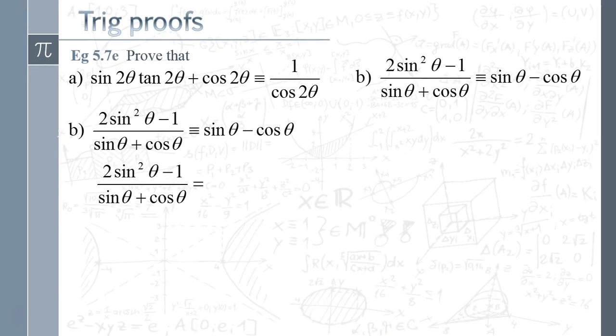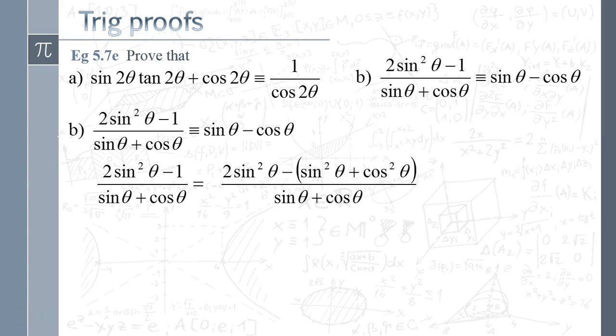And there's a real sneaky trick in here, because rather than manipulating the sine squared in that numerator, what I'm going to do is focus on that 1 there. And we know that 1 is sine squared plus cos squared. So I'm going to replace the 1 with sine squared theta plus cos squared theta and see what that gives me. Well, what it gives me is sine squared theta minus cos squared theta on the top and sine theta plus cos theta on the bottom.